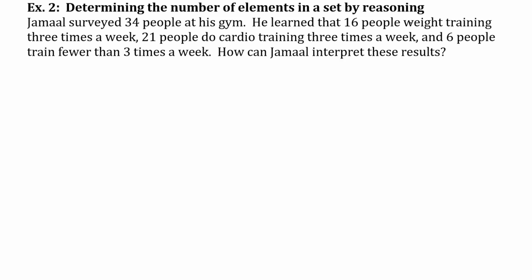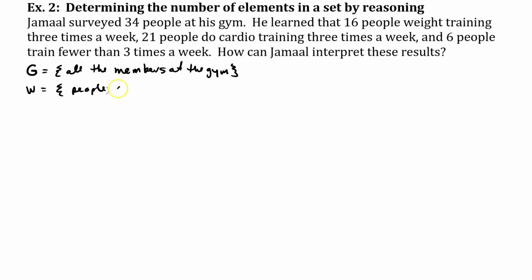Well, first things first, let's define it. So G equals all the people at the gym, or all the members of the gym. Let's say that W are the people who weight train more than 3 times per week.